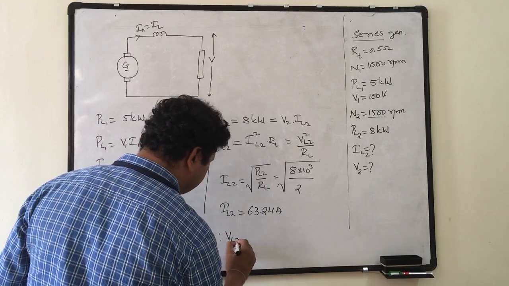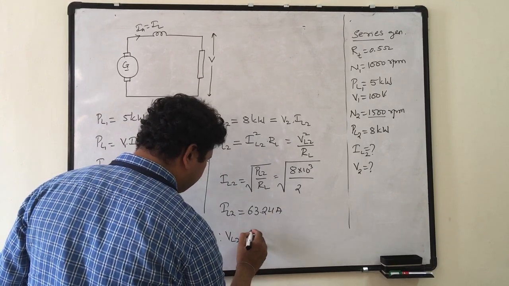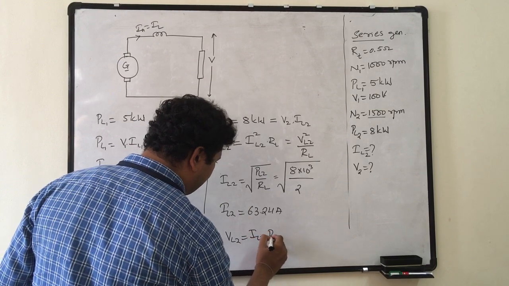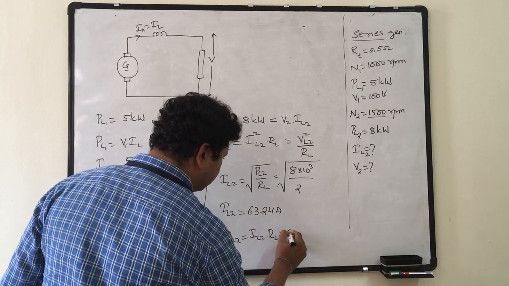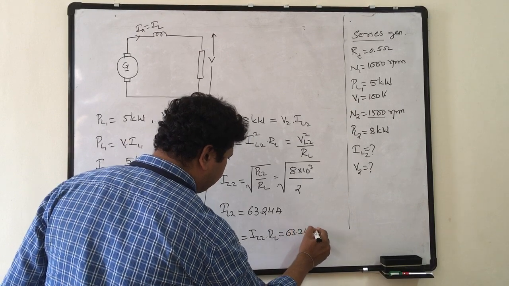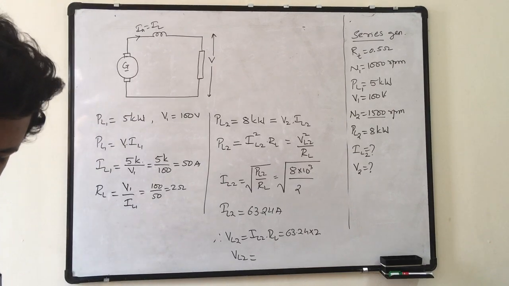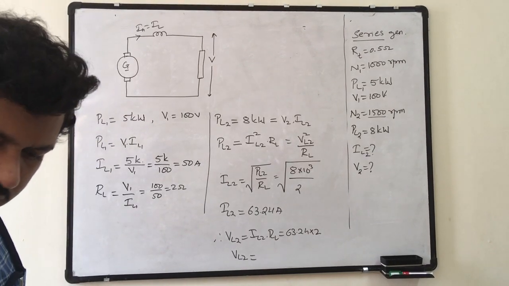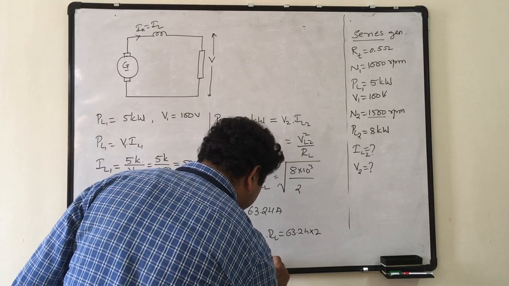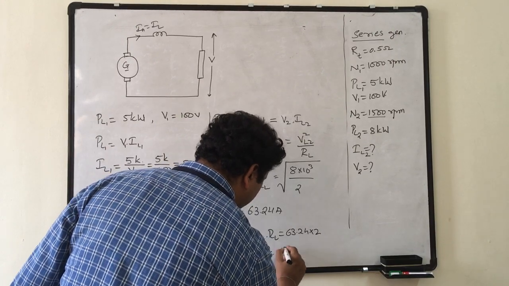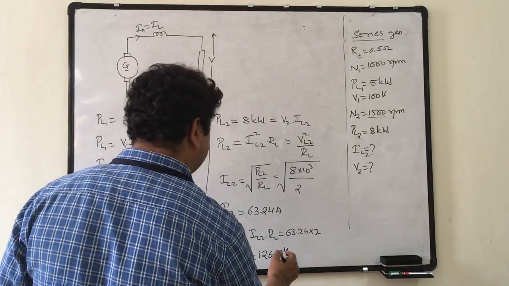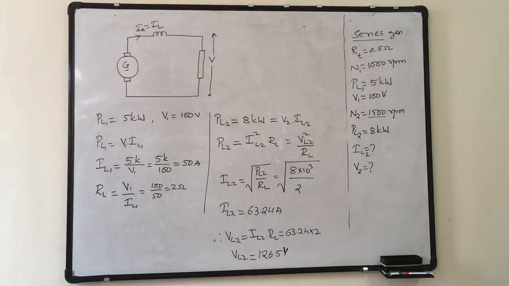Therefore, VL2 is IL2 into RL. So 63.24 into 2 is equal to 126.5 volts. Okay, so this is the required solution.